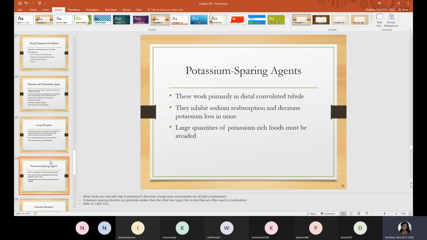And I love me some bananas, and I love me some orange juice, and I love me some potatoes. So that would definitely be challenging for a person who is on a potassium-sparing agent, and they like all of those foods, and they have to limit the large quantities of them. Continuing, potassium-sparing diuretics are generally weaker than the other two types, which is why they are often used in combination. And you can refer to table 23.3.